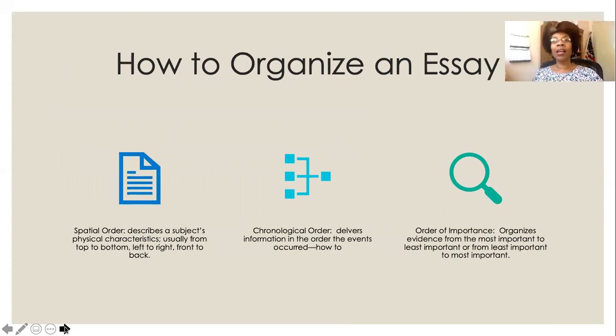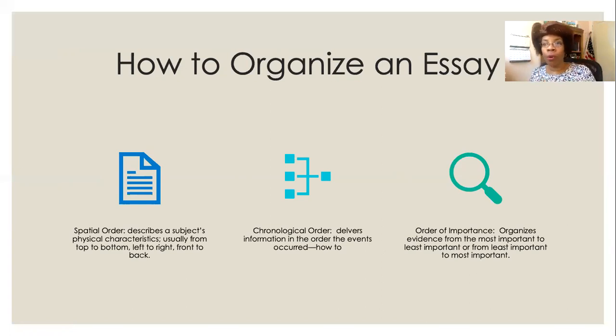Okay, so how to organize an essay. So you have spatial order, which describes a subject's physical characteristics, usually from top to bottom, left to right, front to back. Chronological order delivers information in the order the events occurred, generally a how to write an essay.